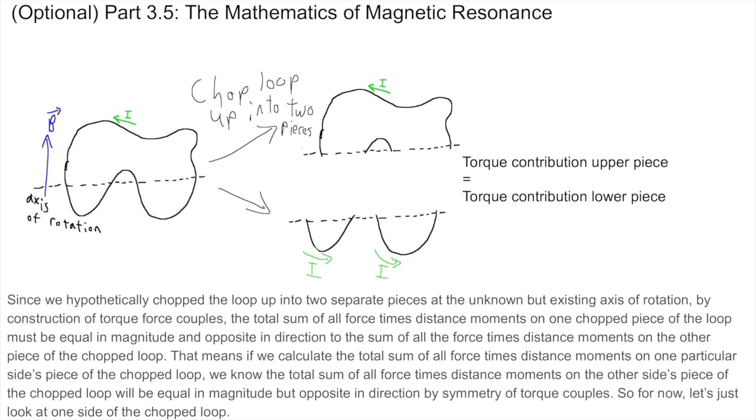Since we hypothetically chopped the loop up into two separate pieces at the unknown but existing axis of rotation, by construction of torque-force couples, the total sum of all force times distance moments on one chopped piece of the loop must be equal in magnitude and opposite in direction to the sum of all the force times distance moments on the other piece of the chopped loop. That means if we calculate the total sum of all force times distance moments on one particular side's piece of the chopped loop, we know the total sum on the other side's piece will be equal in magnitude but opposite in direction by symmetry of torque-force couples. So for now, let's just look at one side of the chopped loop.